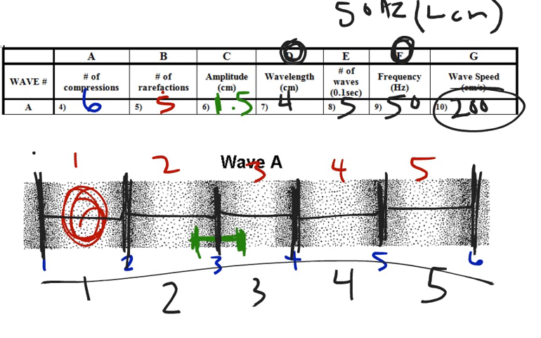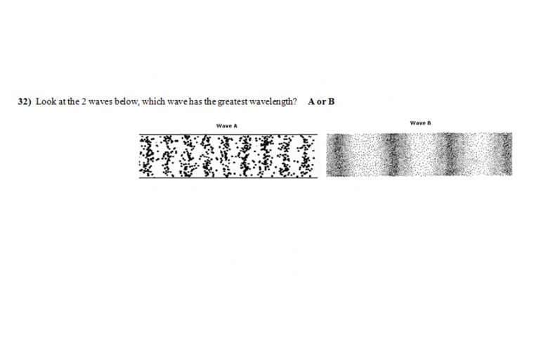You have 3 other waves to do, B, C, and D. Do them the same way and do your same calculations. Again, just practice counting and measuring waves. So this culminated with question 32. It asks you to look at the 2 waves and which wave has the greatest wavelength. Remember, wavelength is compression to compression. So for wave A, the wavelength is going to look like this. For wave B, the wavelength is going to look like this. So the greatest wavelength is going to be the longest, so it's going to be wave B.